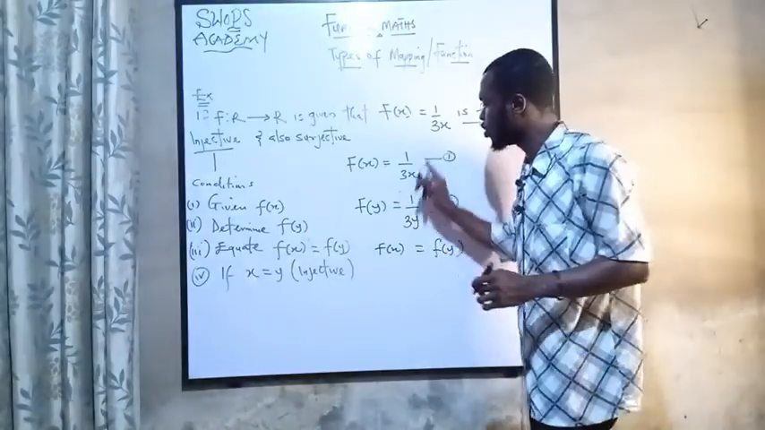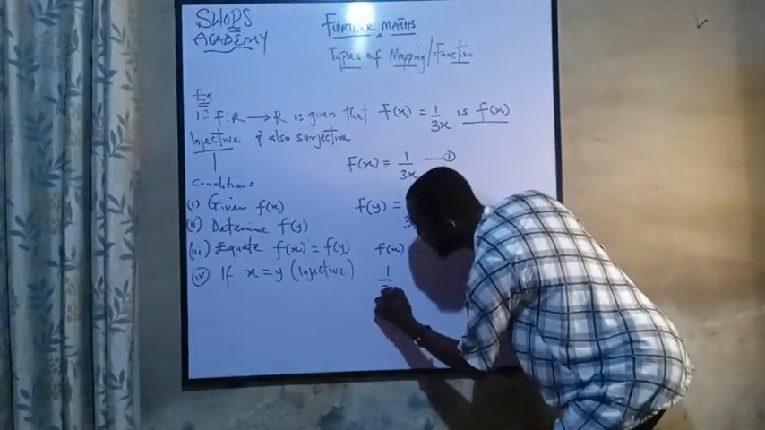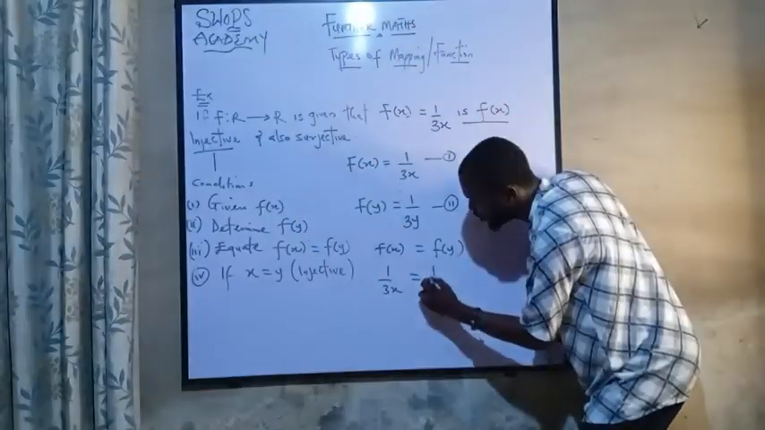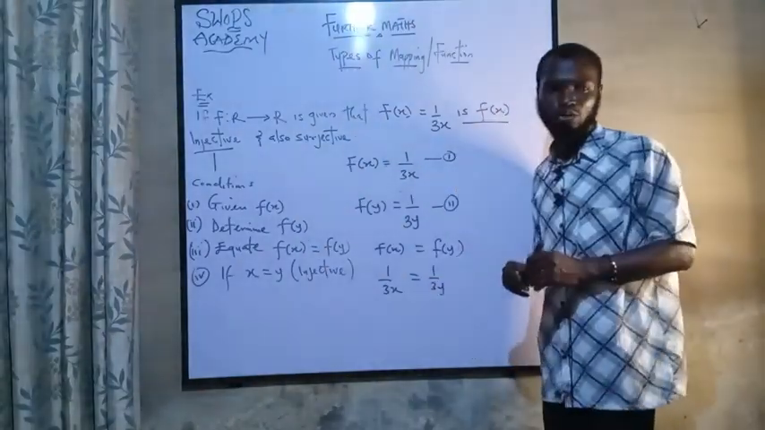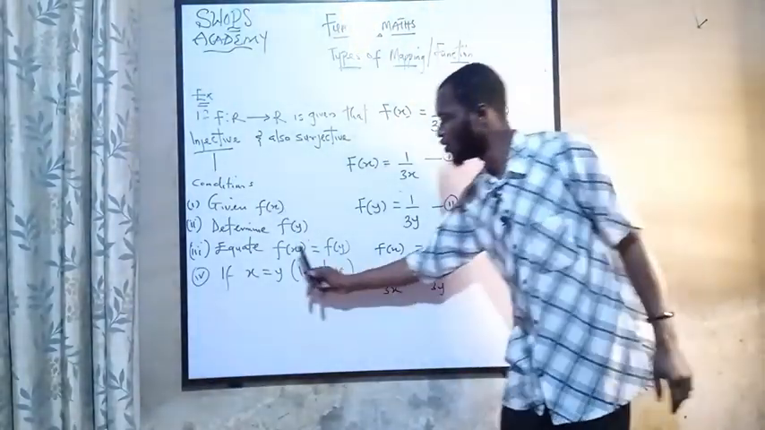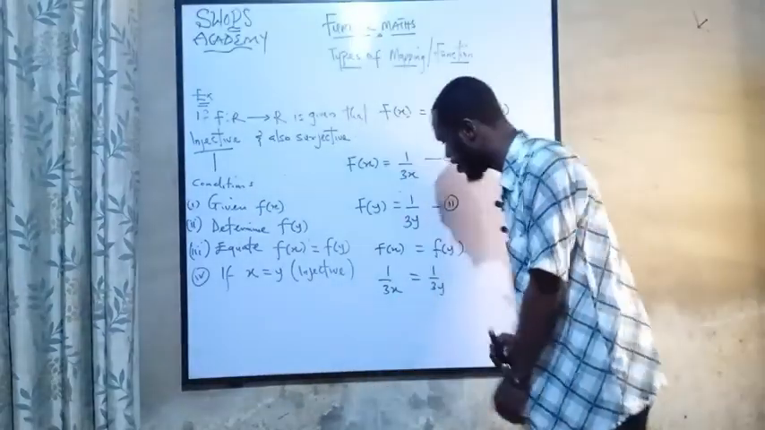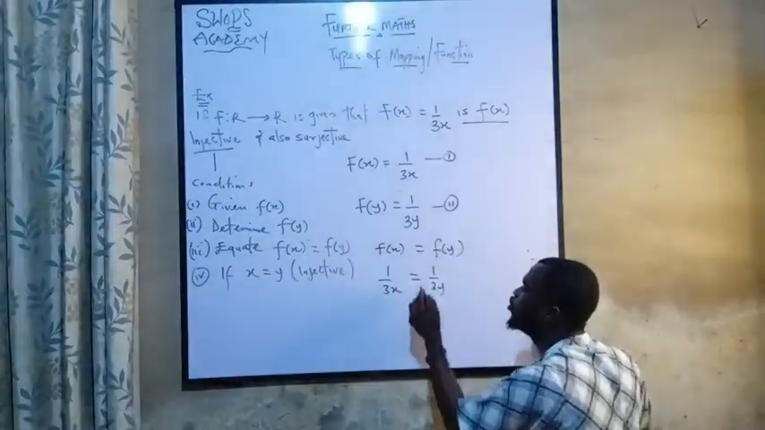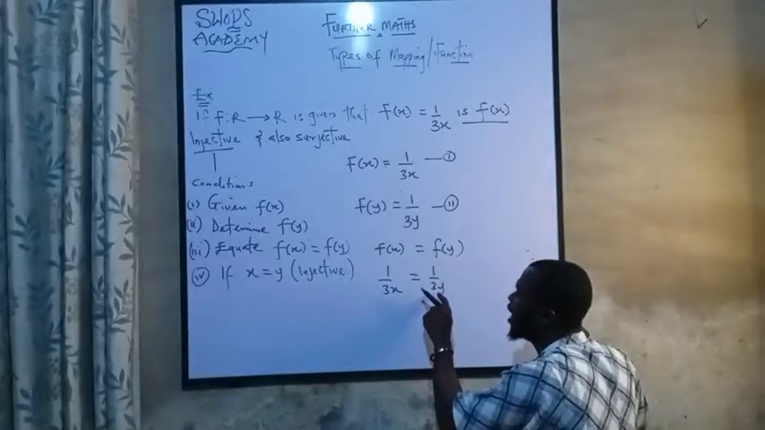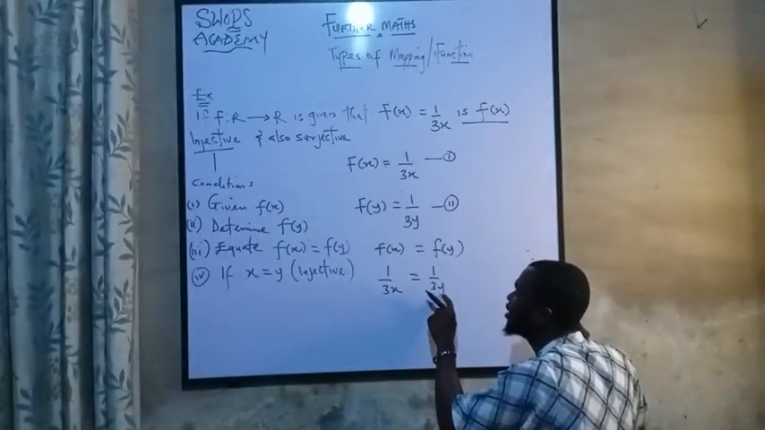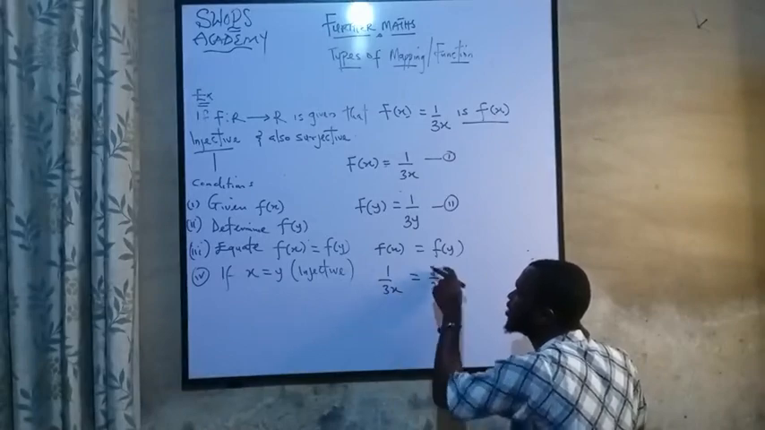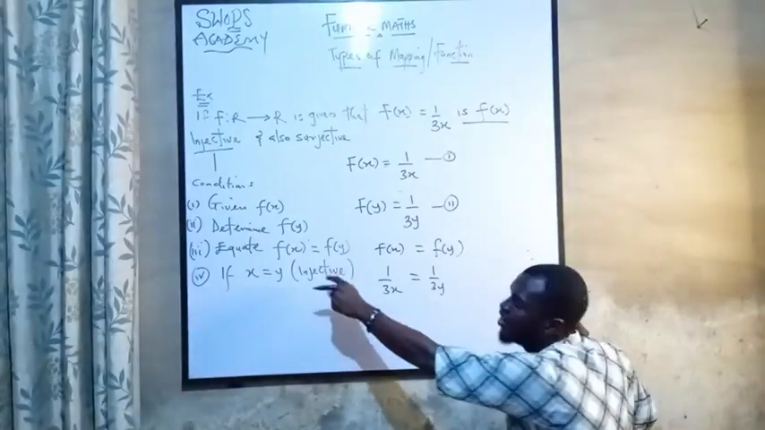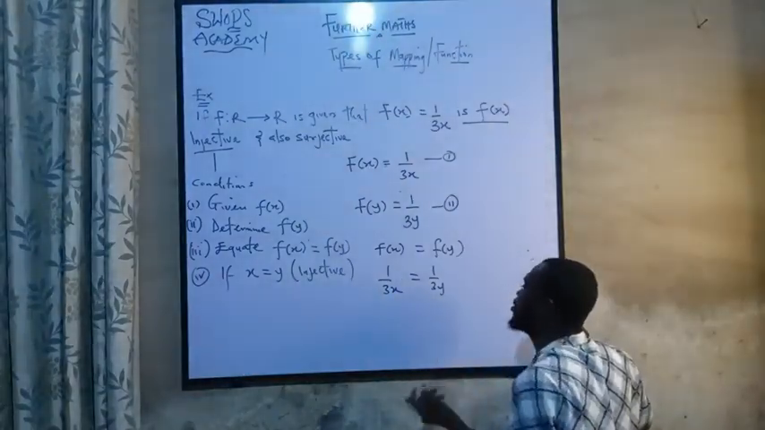What is our f of x? 1 over 3x equals, what is our f of y? 1 over 3y. Are we together? Hope everything we've gone through is very easy. Now, what do we do in order to go to this condition? Let's cross multiply. 3y times 1, what would that be? 3x times 1. We are cross multiplying here to determine the last condition, to know if it is injective.